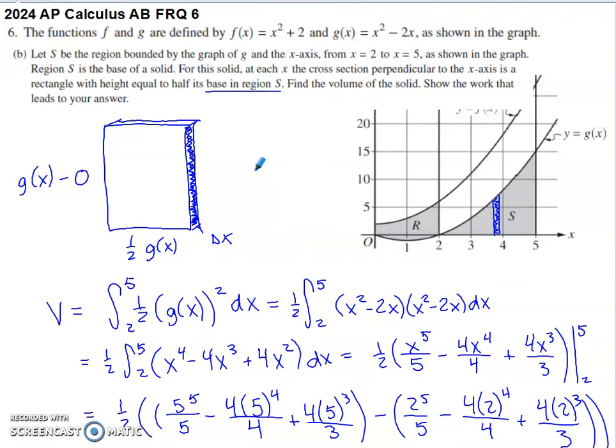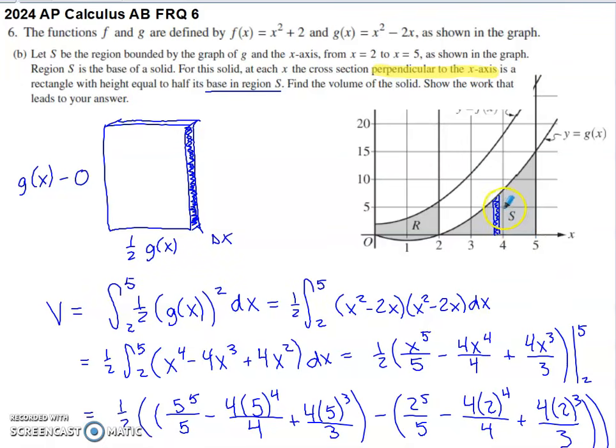I would have much preferred to evaluate the integral that we set up back in part A, but we didn't get so lucky. So how do we go about this? We don't get to decide how we're going to slice. They force us into a certain orientation for our slice. Our slice has to be perpendicular to the x-axis.